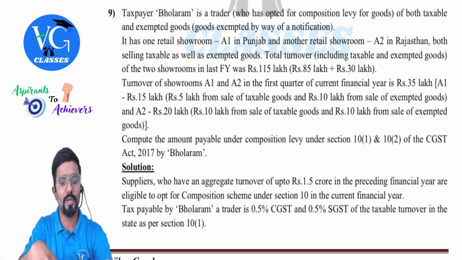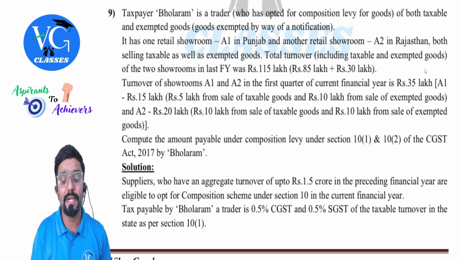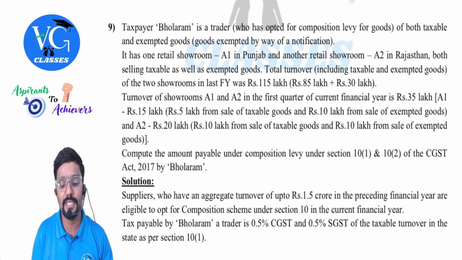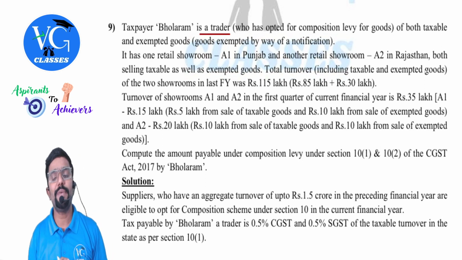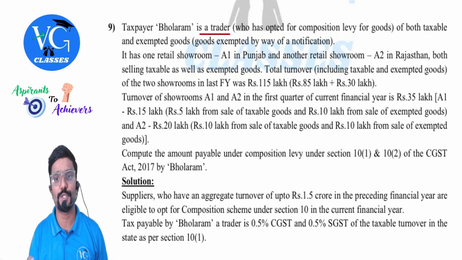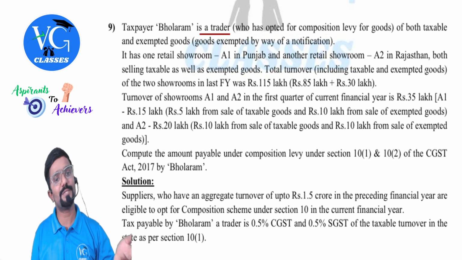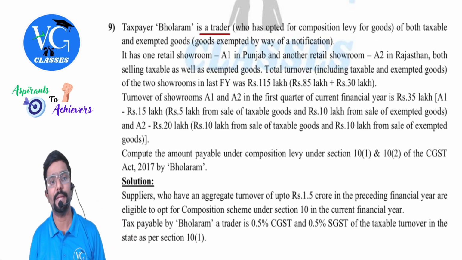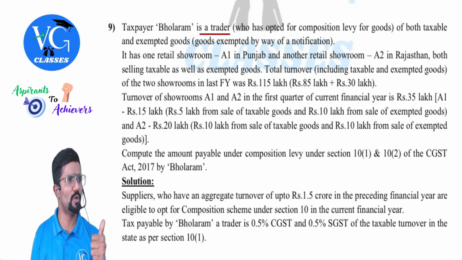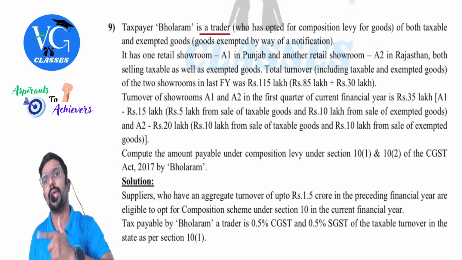Now let us solve question number 9. Taxpayer Bolaram is a trader. Guys, important word: is a trader who has opted for composition levy for goods of both taxable as well as exempted goods. Goods exempted by way of notification. Okay, means he is supplying maybe one goods which is taxable, one goods which is exempt.